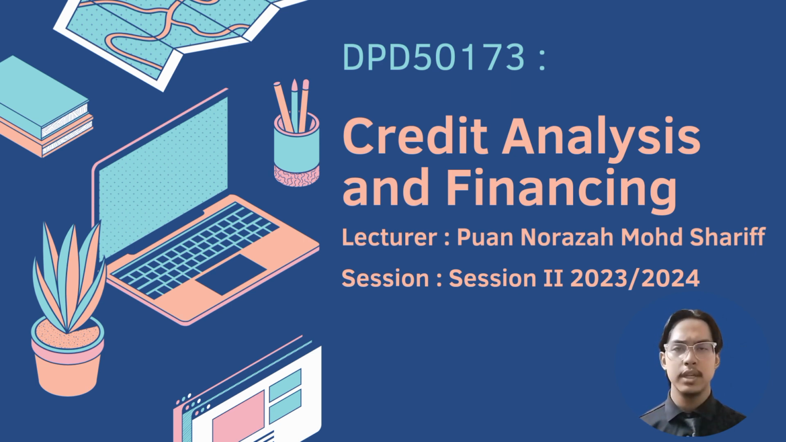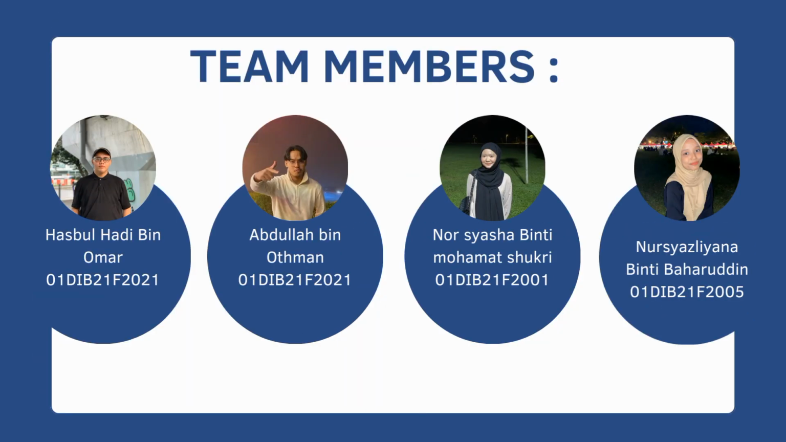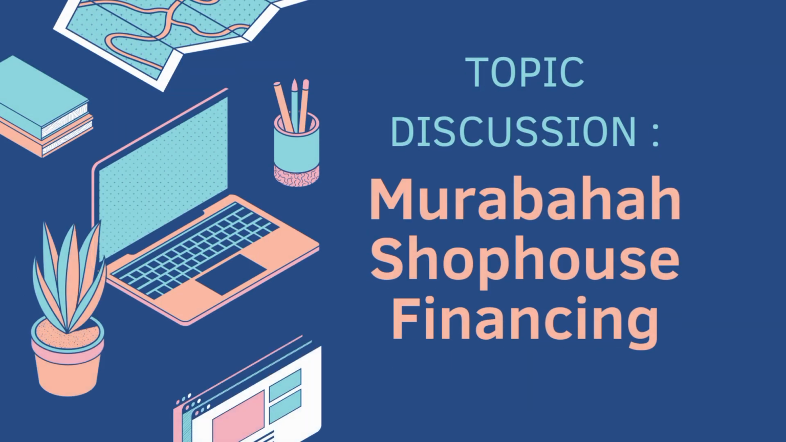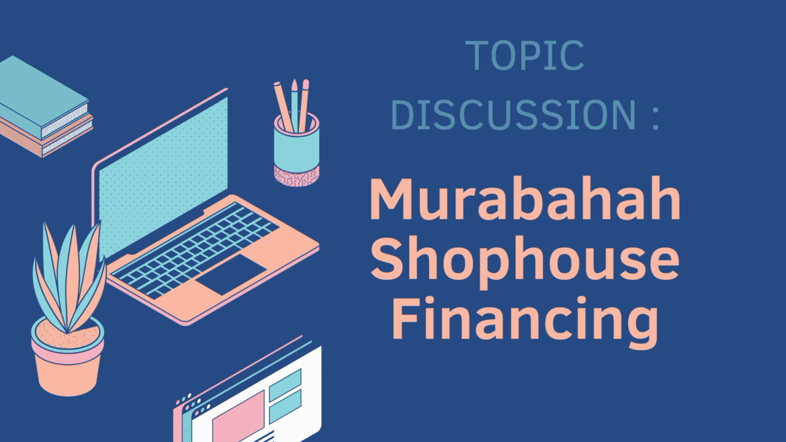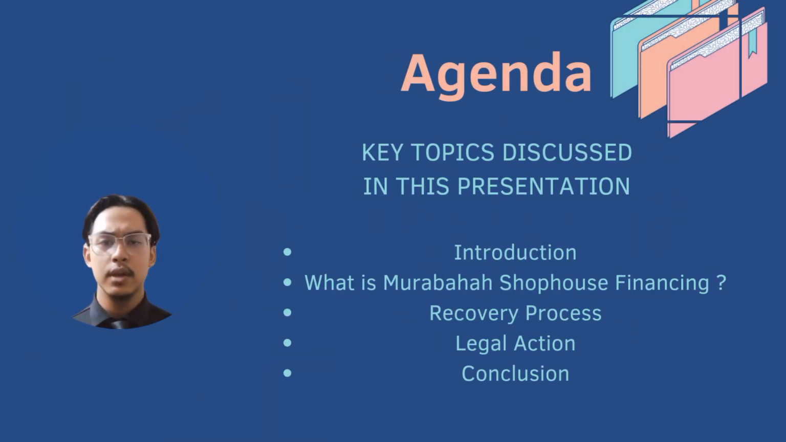My matrix number is 01DAB21F2021, and my team and I will be presenting what is Murabaha Shop House Financing under the course Credit Analysis and Financing. So for our agenda today, we will be discussing these few key topics, including introduction, what is Murabaha Shop House Financing, recovery process, legal action, and for our conclusion to end this slide.